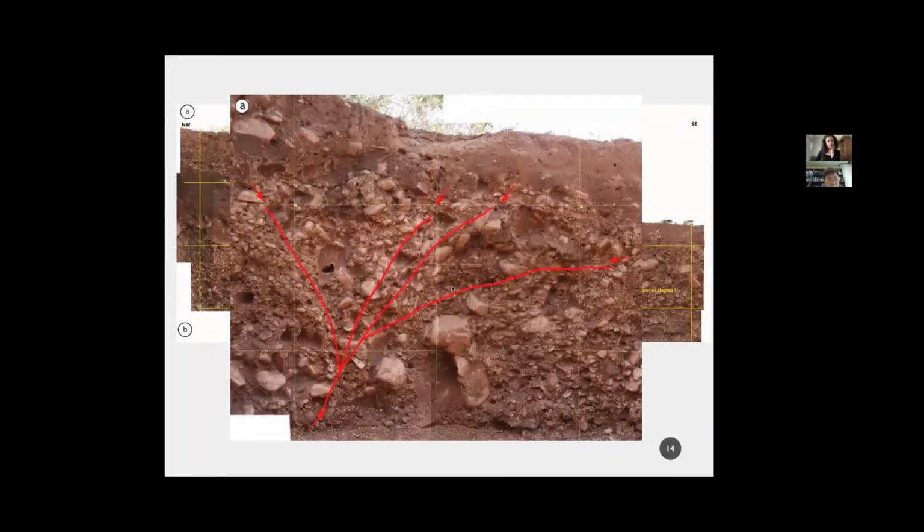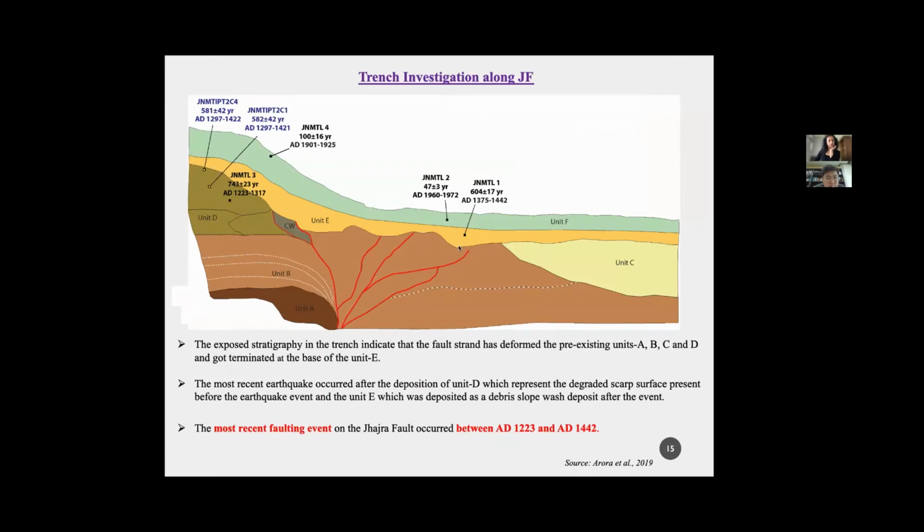And you can see that fault has not deformed this overlying unit. So if we can date this unit, we can bracket the event. So from OSL and AMS ages, we suggest that the most recent event on Chhajara fault occurred between 1223 and 1442. Almost similar age range that we got from Pinjore Garden fault trench.